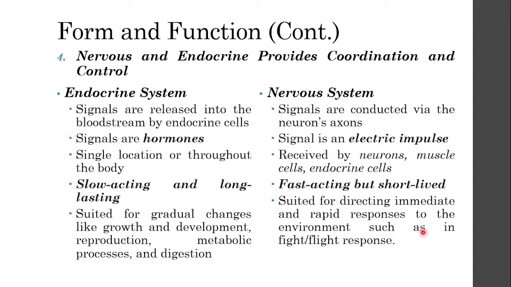So this signaling system of coordination and control in your body, the physiology and anatomy responsible for that, is the nervous system and the endocrine system. So this is the first part of form and function. We will learn more about form and function in the next part of our lesson.